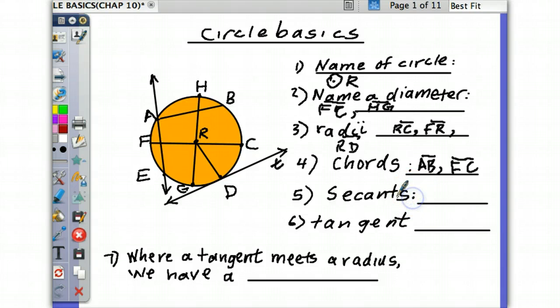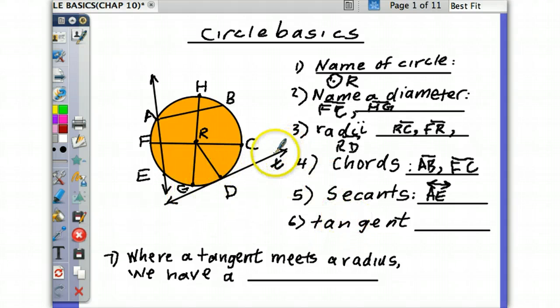All right, so now, secant. A secant is a line that intersects a circle twice and keeps going. AE definitely will be a secant line. Make sure you put your double-headed arrow on this one because it keeps going, and it intersects not only at point E but also at point A. That's the only one we've got here.